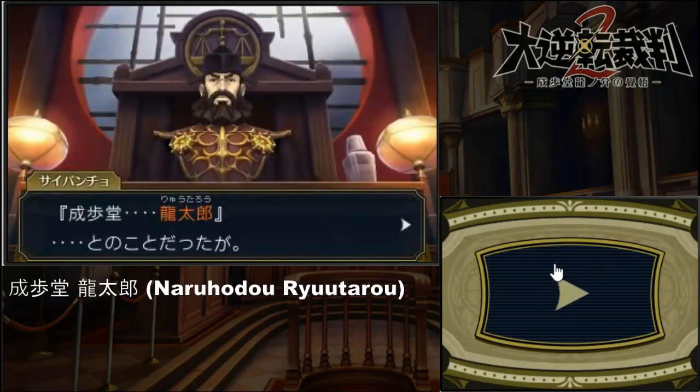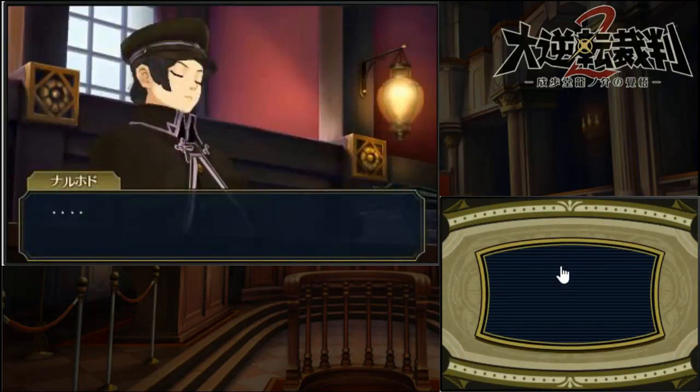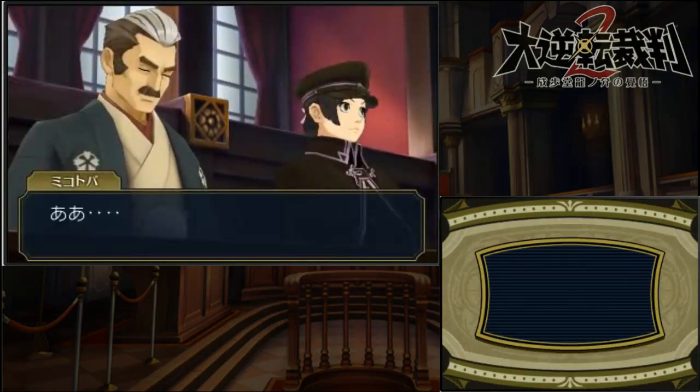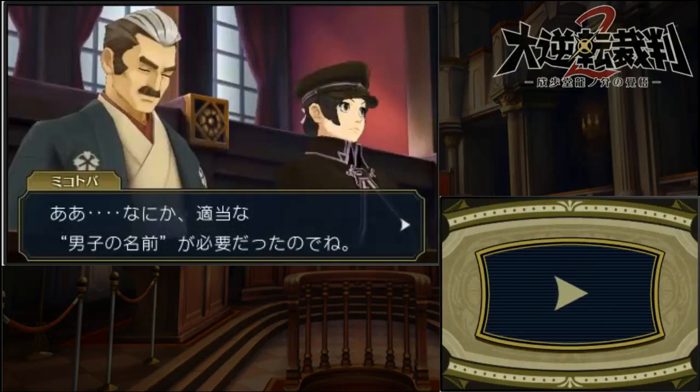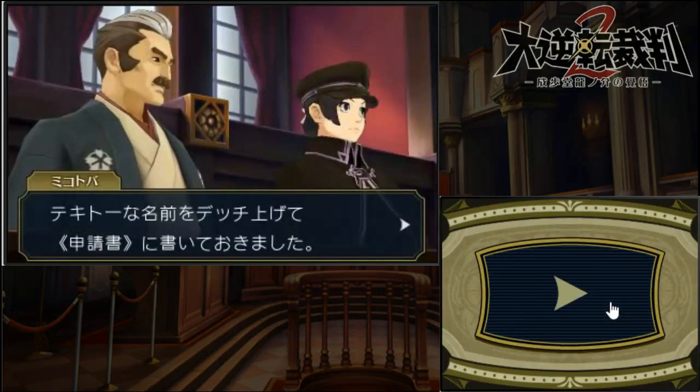Right, attorney. According to the form you sent in, your name is Naruhodo Ryotaru, correct? Yes. You needed an appropriate name as a male, you see? So I wrote a random name on the form as an alias and had it sent in.